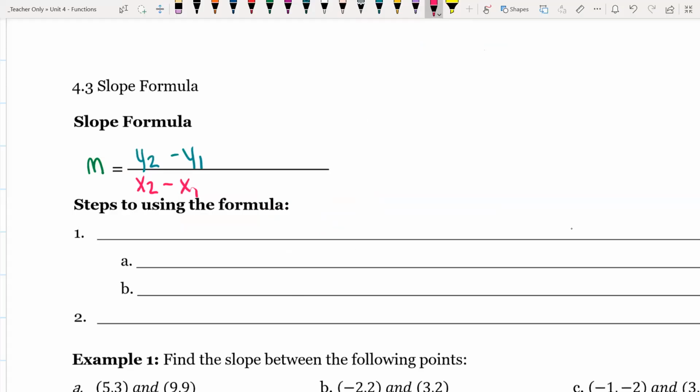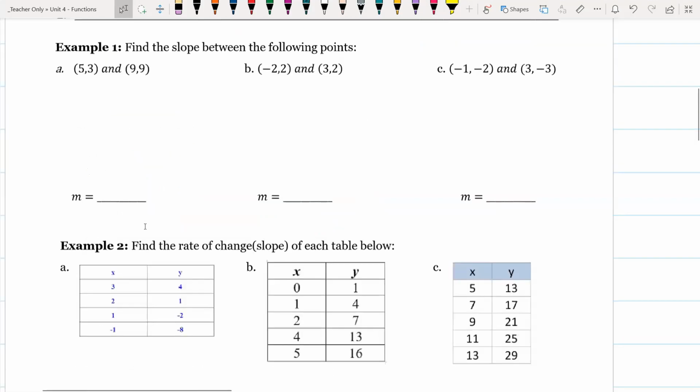So there are some steps to solving this formula. Okay, so let's type those in. Some steps to solving is that we're going to substitute.